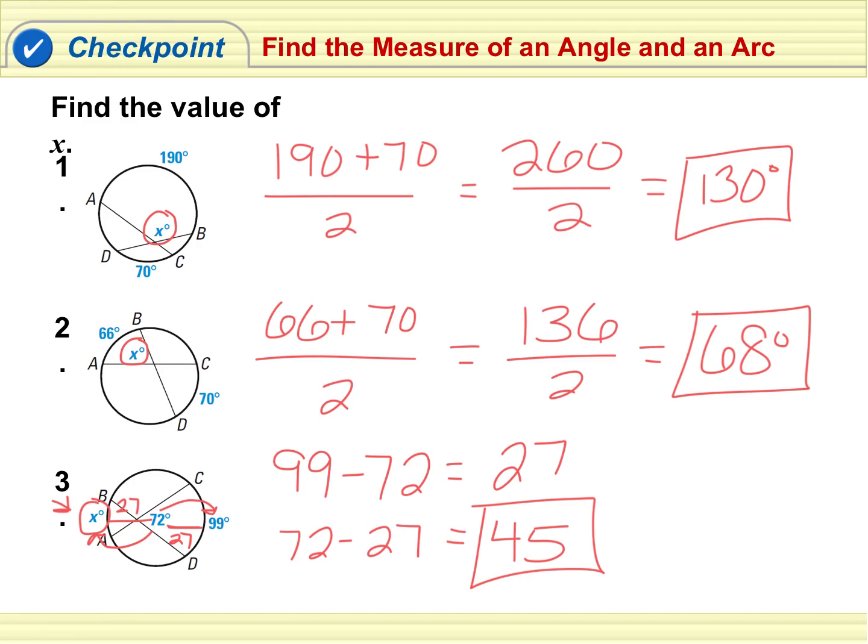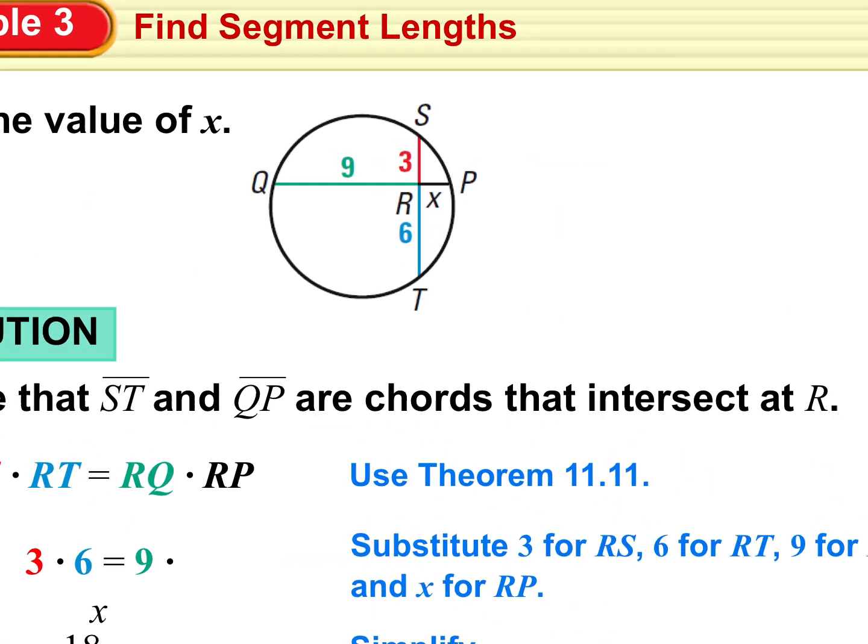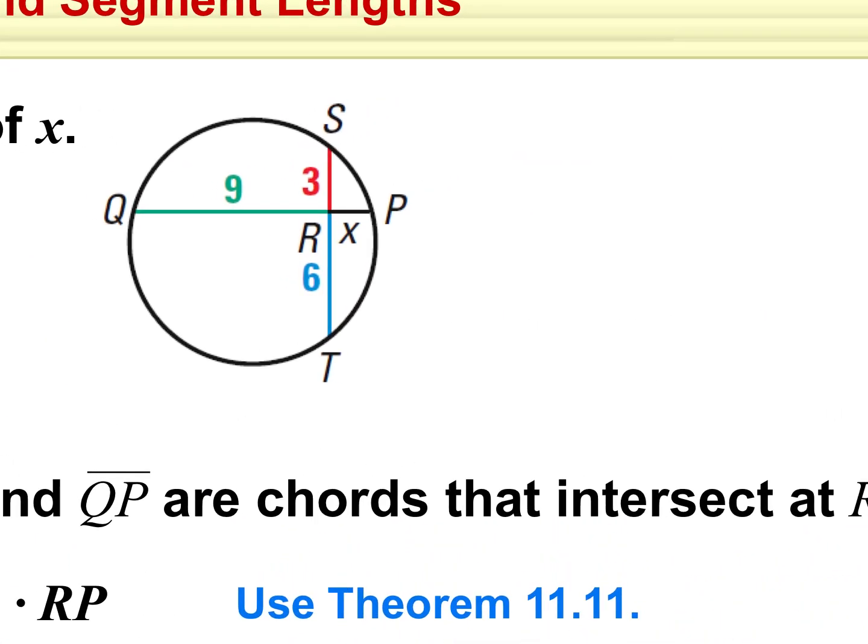Okay. We got one more to talk about today, and that's the different segment lengths of the chords. We're given 2 chords that intersect each other. What does intersect mean? They touch or they cross. So the chords are split up into 2 different parts. See that? ST is made up of what parts? Right, what are the values? 3 and 6. That's 9. So I have the values of 3 and 6.